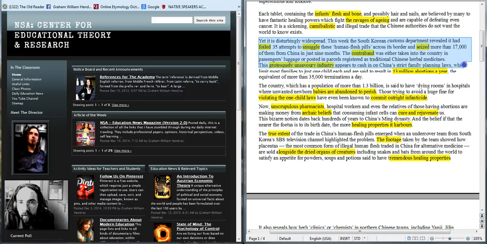medicines. This grotesquely unsavory industry appears to cash in on China's strict family planning laws, which limit most families to just one child each, and are said to result in 13 million abortions a year. 13 million abortions a year, the equivalent of more than 35,000 terminations a day.